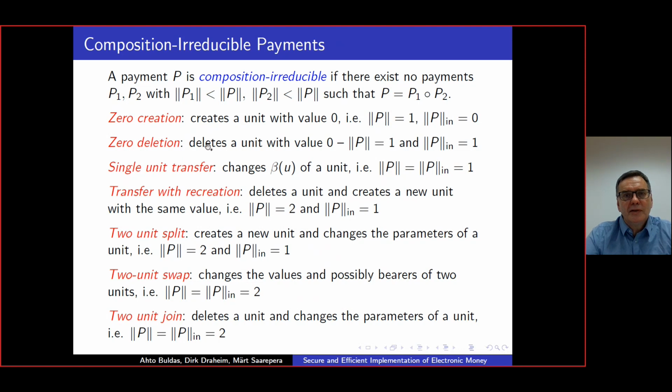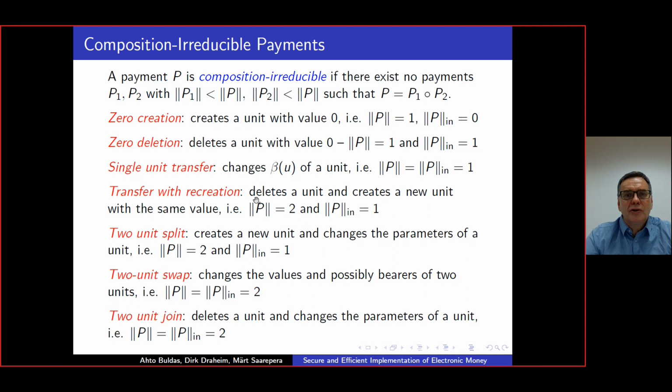So zero creation is first, it creates a unit with value 0, does nothing else. In this case, descriptional complexity is 1 and input complexity is 0. We have zero deletion, it deletes a unit with value 0. Its descriptional complexity is 1 and input complexity is also 1. We have single unit transfer that changes the owner of a unit, as I already said. Both complexities are equal to 1.